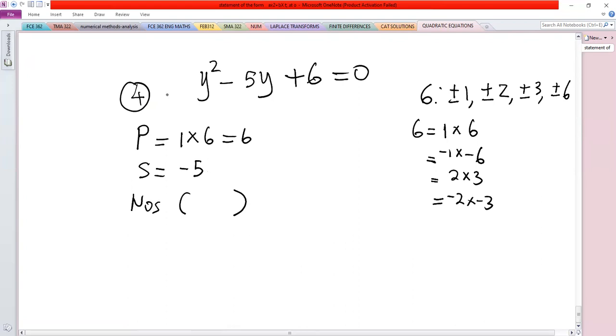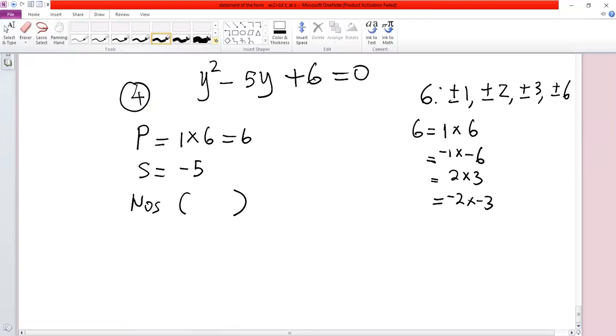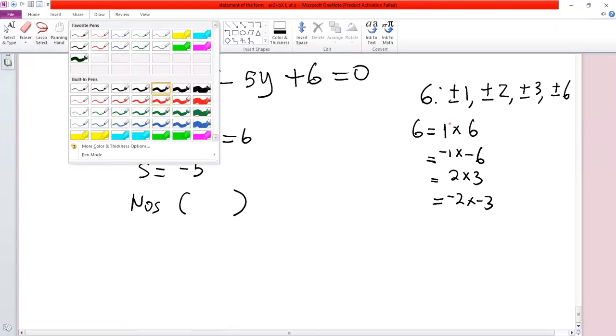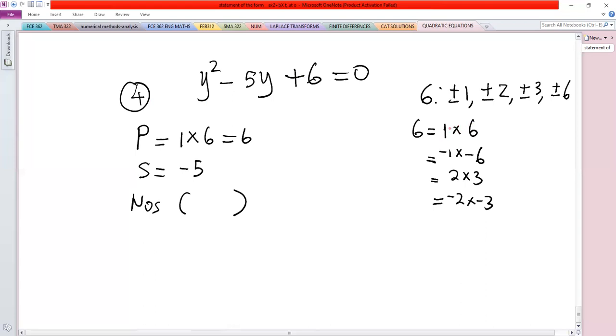Now, we are interested in getting two numbers that will give us a sum of minus 5. So let's see which one will work. 1 plus 6 is 7, so this cannot work. Minus 1 plus minus 6 is minus 7, this cannot work. 2 plus 3 is 5, this cannot work. Minus 2 plus minus 3 is minus 5. So the numbers that work will be minus 2 and minus 3.